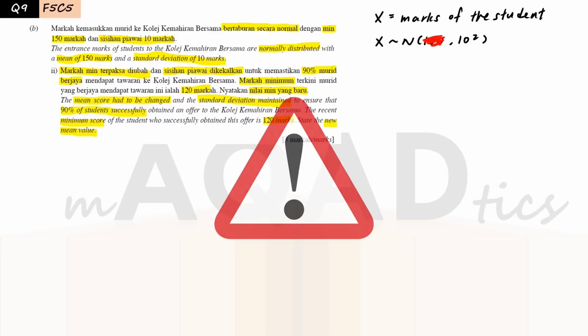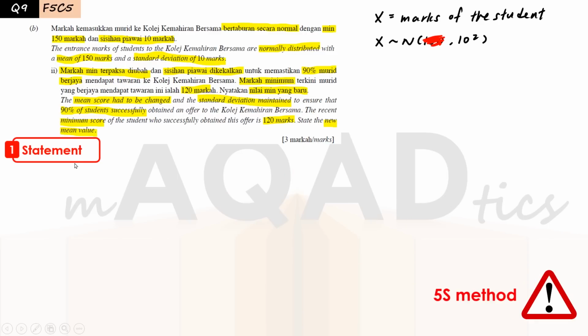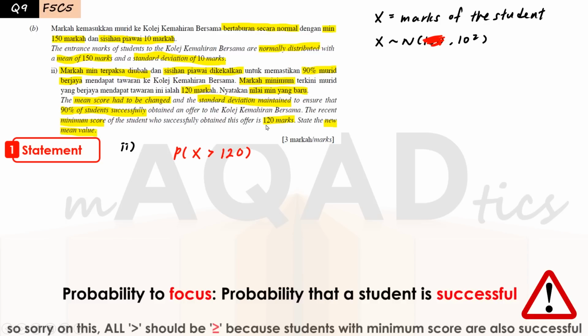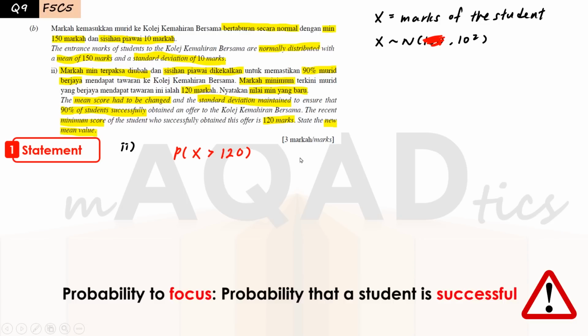Again we are going to use the 5S method, and the first S is to write out our probability statement. We are going to use the same technique as in part 1. We are going to focus on the probability that the student is successful. For a student to be successful in this case, the marks of the student must be more than the mark given here. So our probability would be x is greater than 120, and the probability would be 90%, because they want 90% of the students to be successful. So here we will put 0.9.